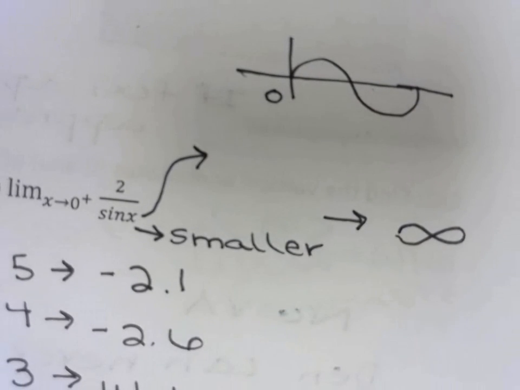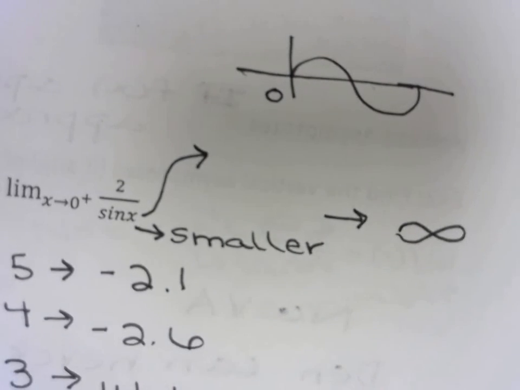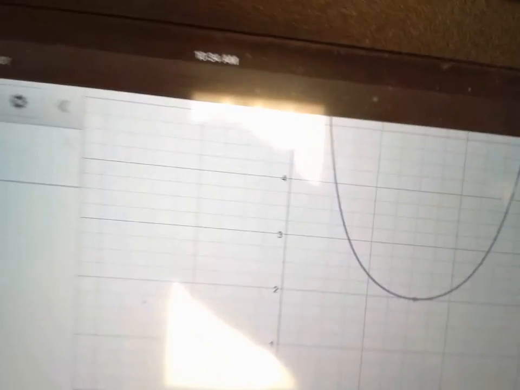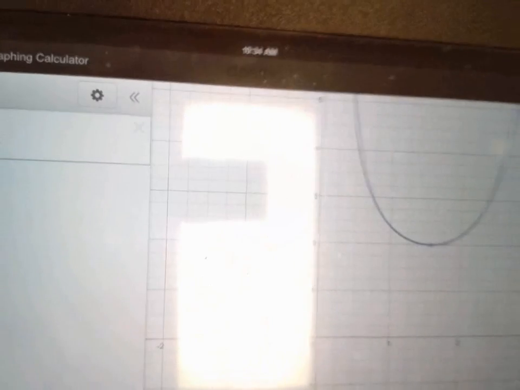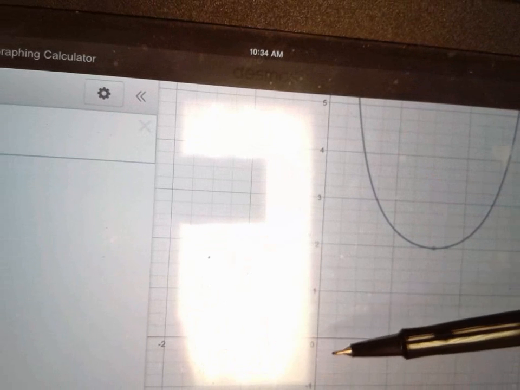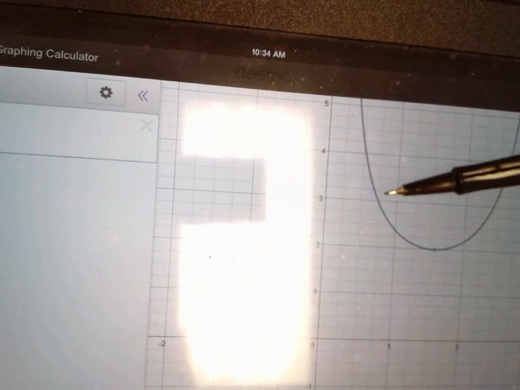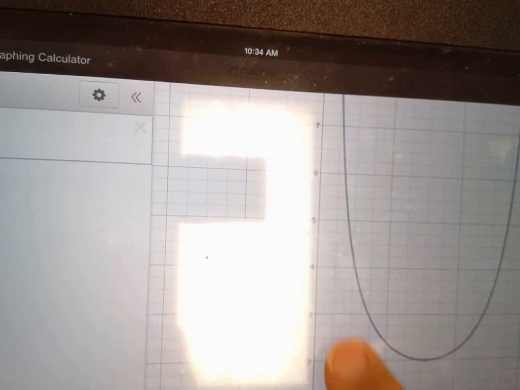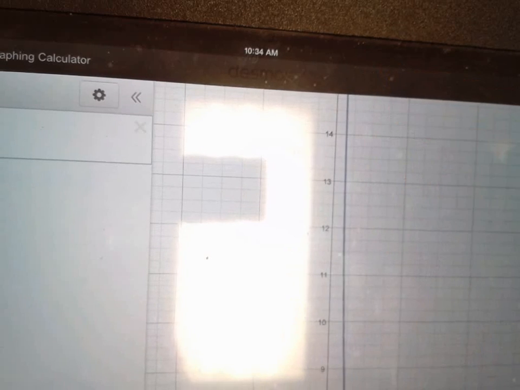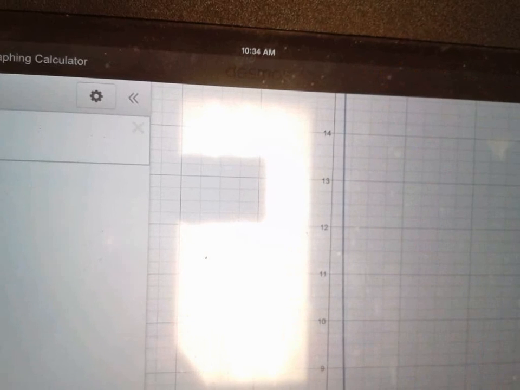If you're ever not sure, well, let me graph this. I forget if they do signs on here. Let's do 2 divided by sine of x. So as I look at this, here's my graph, 2 divided by sine x. As x is approaching 0 from the right, my y value keeps going up. So my y value approaches infinity. Okay? Any questions on that?